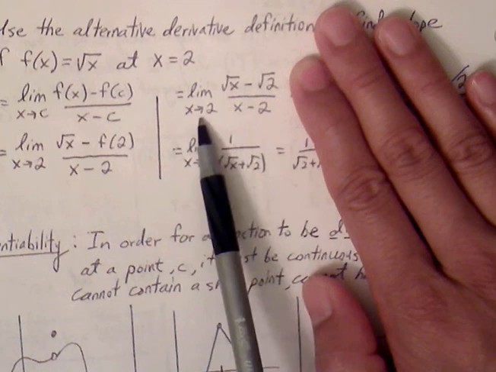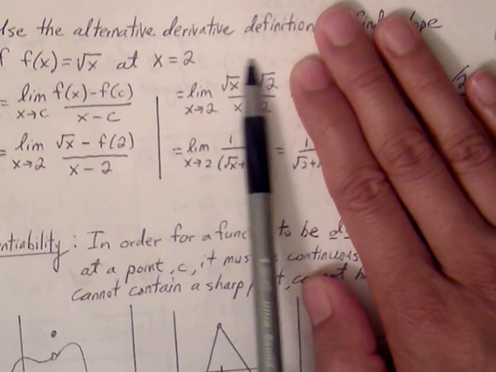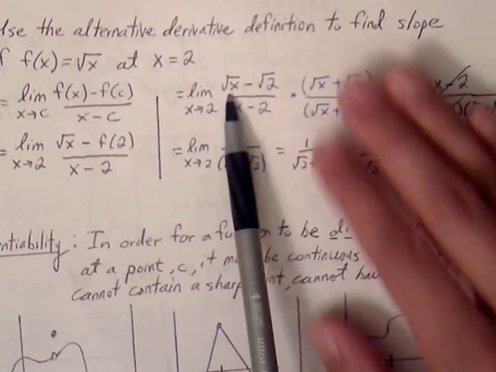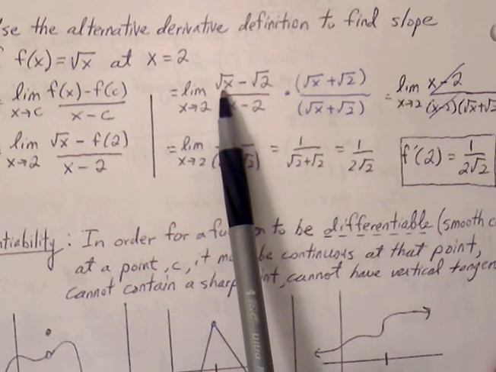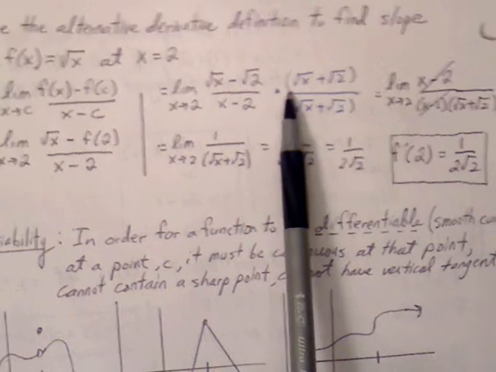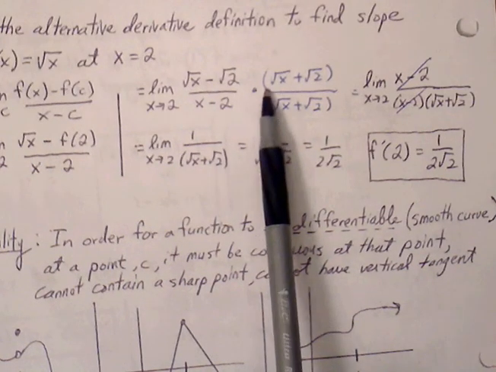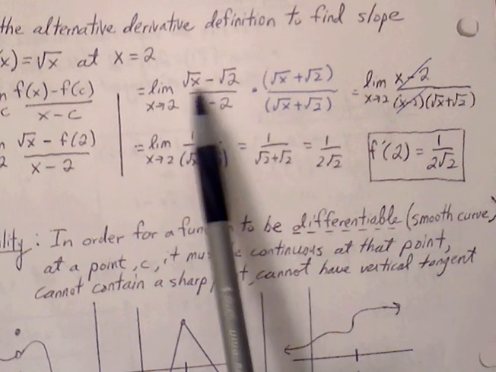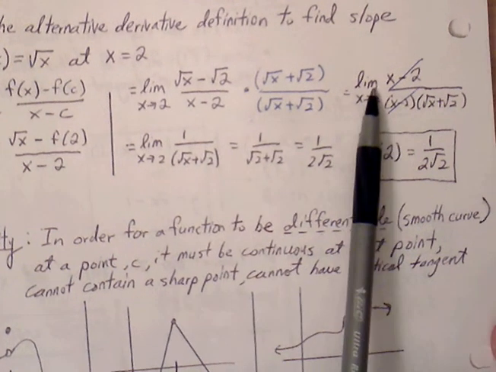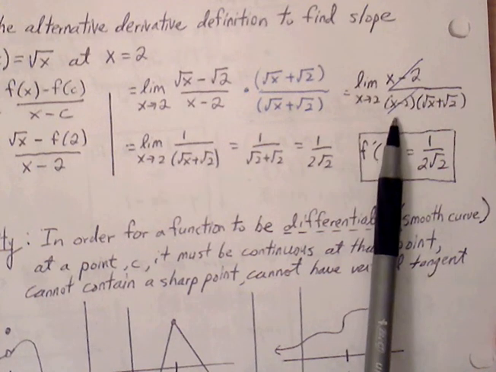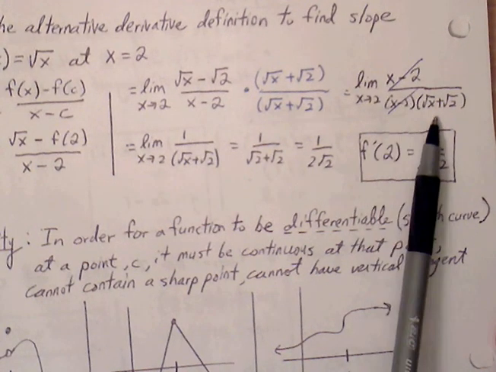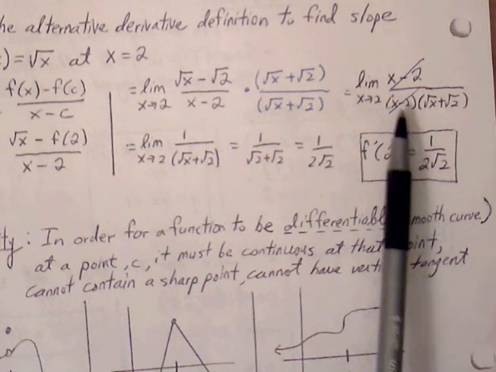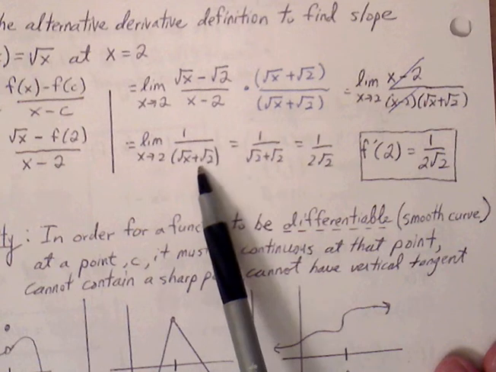We can do something to help us cancel out this x minus 2 in the denominator. We see radicals in the numerator, so we can go through the conjugate method. Multiply by the conjugate of the numerator, so root x plus root 2 all over root x plus root 2. We expand. We're going to get x minus 2 in the numerator. The denominator gets us x minus 2 times root x plus root 2. The x minus 2's cancel out. We're left with 1 over root x plus root 2.